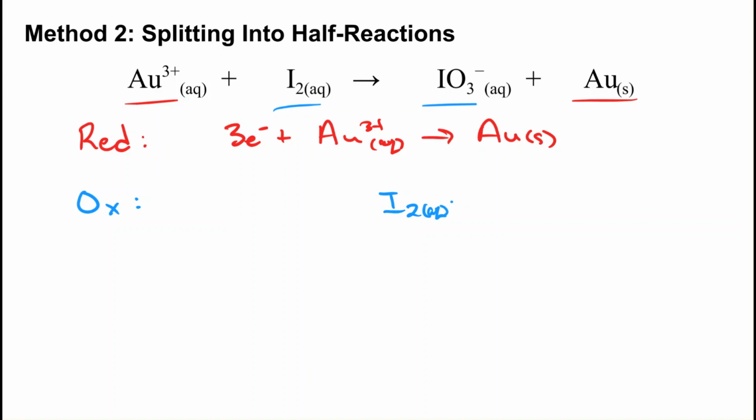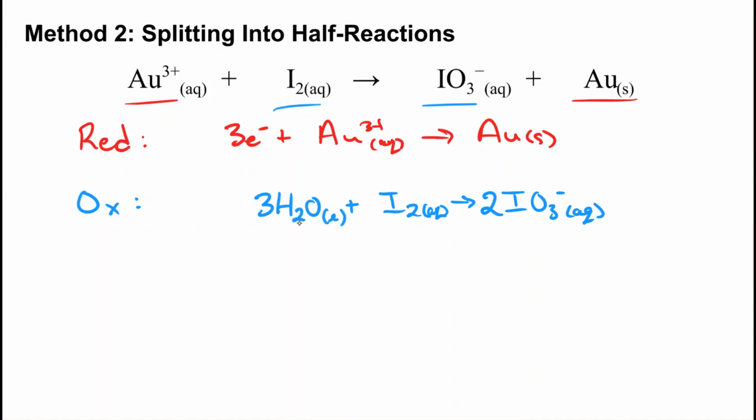I2 is turning into IO3 negative. I know it's the exact same reaction as before, but I want to prove to you that we get the same thing. Now, let's balance this half reaction. Balance all non-oxygen hydrogens first, so 2 of those. Then 3 oxygens. Okay, so we need 3 waters.